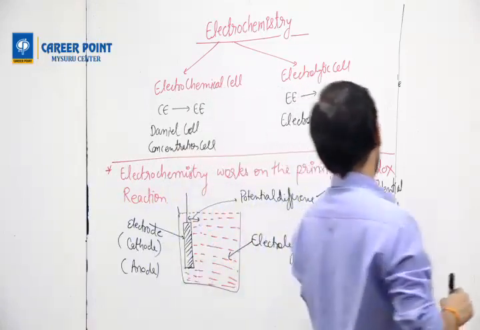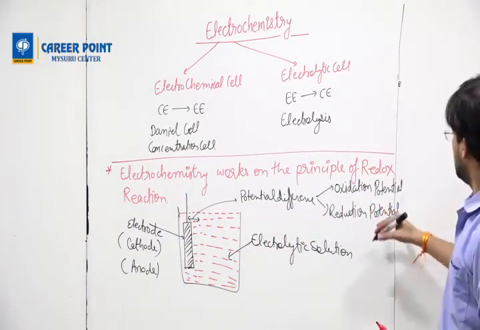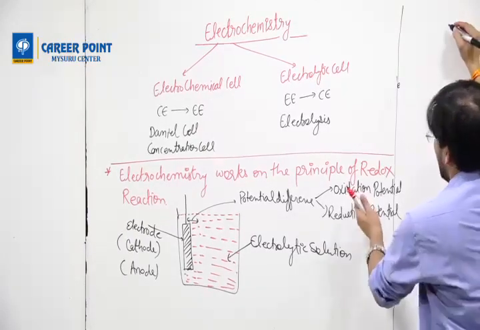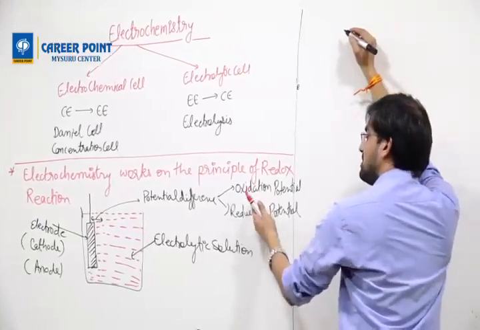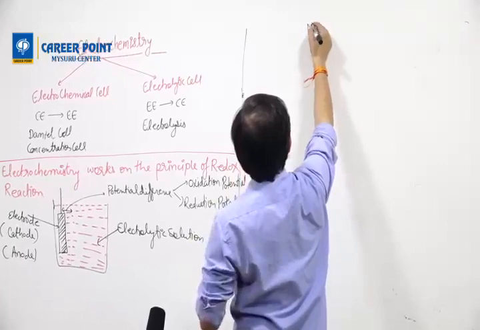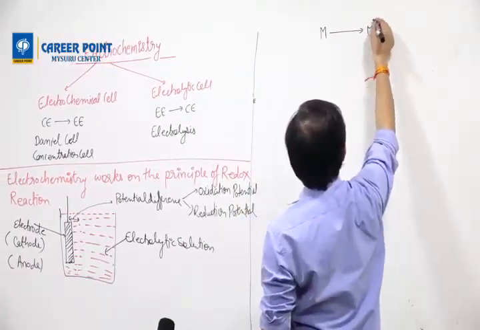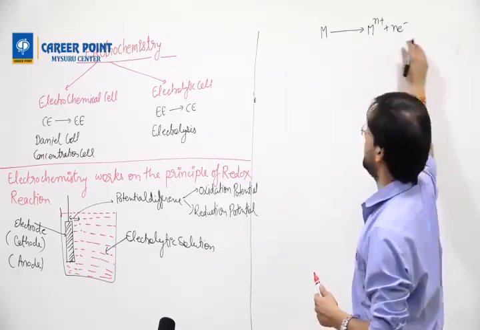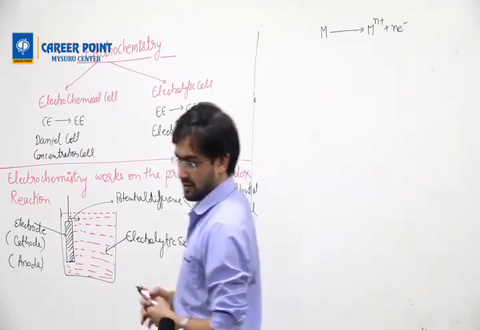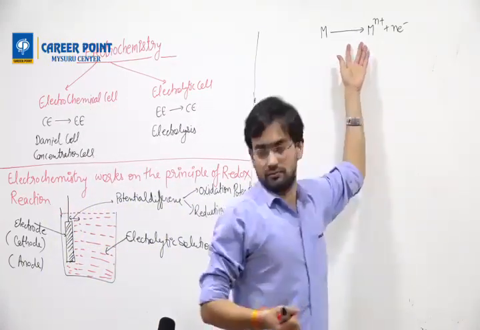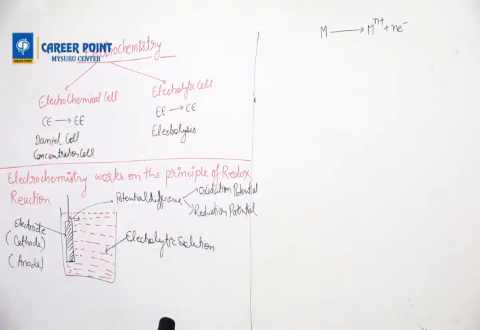So when I have written oxidation potential and reduction potential, okay, oxidation potential and reduction potential depend on the type of reaction. Okay, let's take something like this. If there is an M which converts into Mn+ plus an electron, is this an oxidation or reduction reaction? Tell me. All 30 people comment. Is it oxidation or reduction?